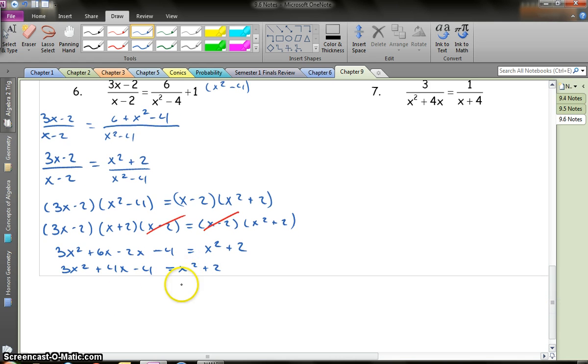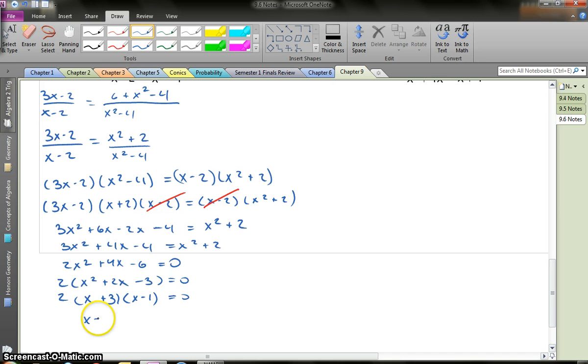Let's get it equal to 0. Subtract x squared. I have 2x squared plus 4x. Subtract 2 minus 6. Now I need to solve that, so my GCF is 2. x squared plus 2x minus 3 equals 0. Two numbers that multiply to negative 3 and add to 2. x plus 3, x minus 1 with the 2 out in front. So x is negative 3 and x is 1. So those are my two solutions.